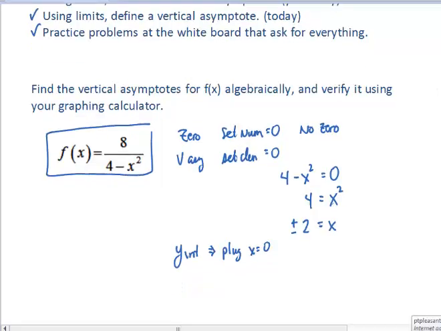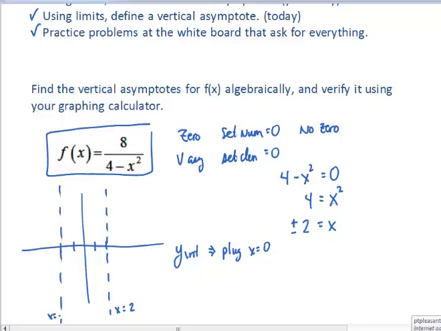So as a result, we got this graph of our rational function. We had everybody draw it in class, and they all did a nice job of it. So we had a vertical asymptote at positive 2, so you want to label that as x equals positive 2. We had a vertical asymptote at x equals negative 2. We had a y-intercept at 0, 2.